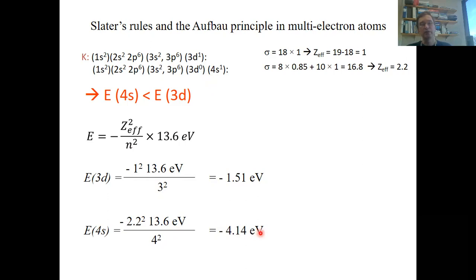So we see indeed that the Slater rules can correctly predict that the 4s electron in the potassium atom is at a lower energy than a 3d electron, and therefore the electron configuration should be 4s1 and not 3d1 for the ground state electron configuration. Okay, I think we can stop at this point.